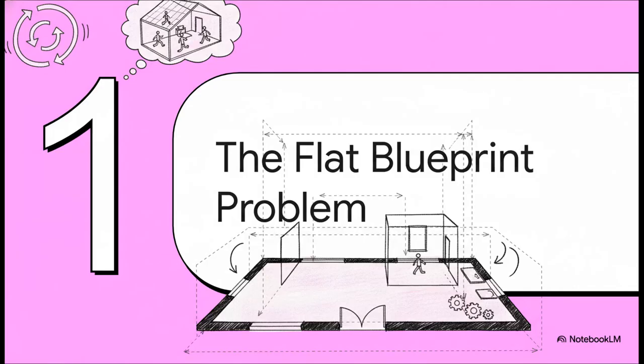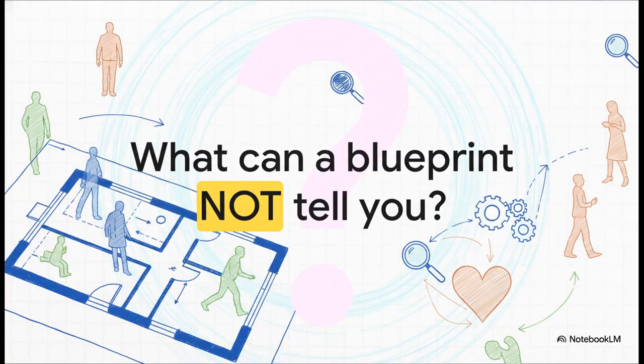See, the core issue is that a standard blueprint is, well, flat. It's a static snapshot. It's a set of instructions for a builder, not a guide for how you're actually supposed to live in a place. So you gotta ask, right? When you're looking at those lines on a page, what's missing? What secrets is the building holding back that the blueprint just can't reveal?